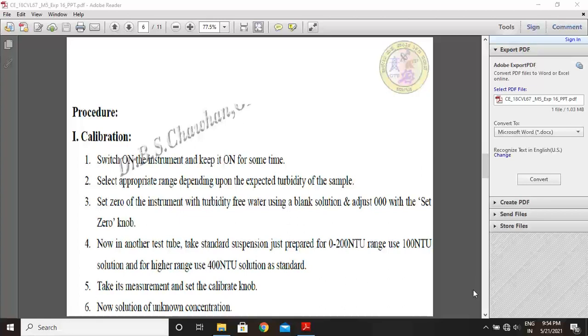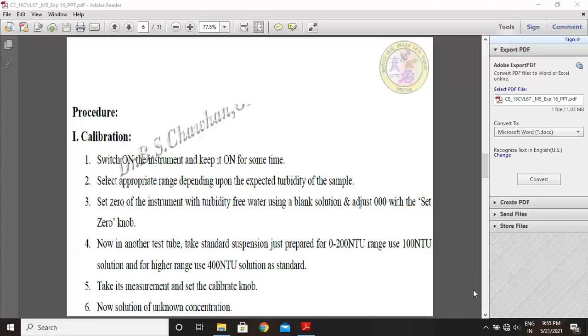Then in another test tube, take the standard suspension just prepared. For the 0 to 200 NTU range, use the 100 NTU solution, and for a higher range use the 400 NTU solution as standard. Take its measurement and set the calibrate knob based on this solution.